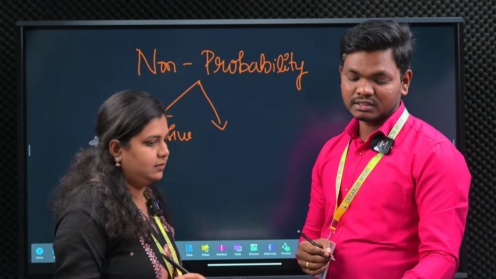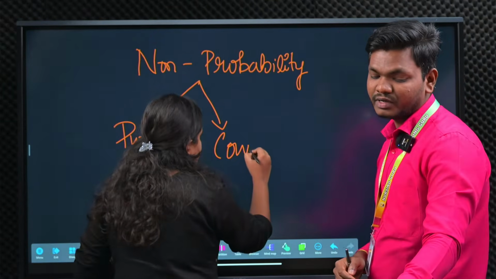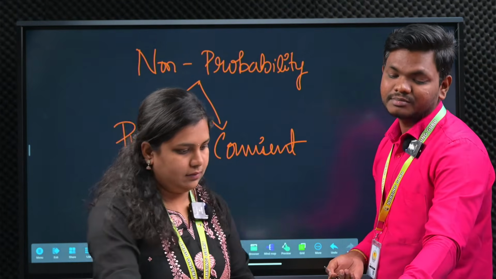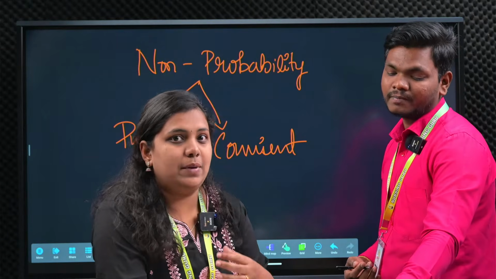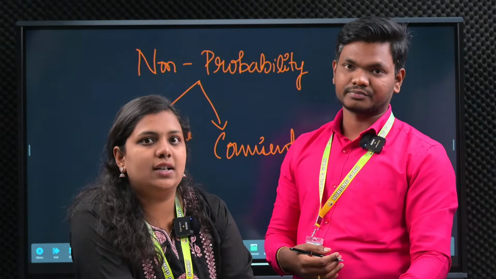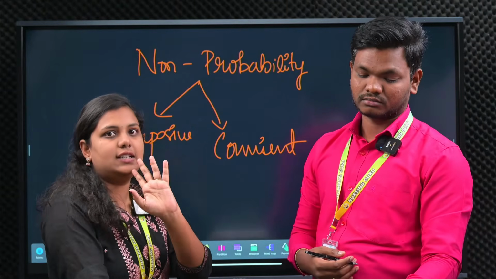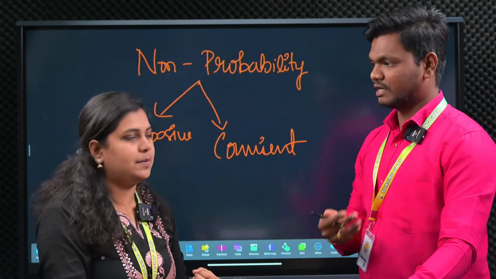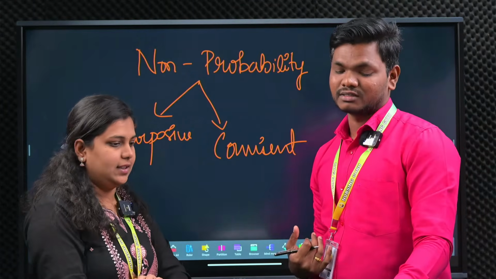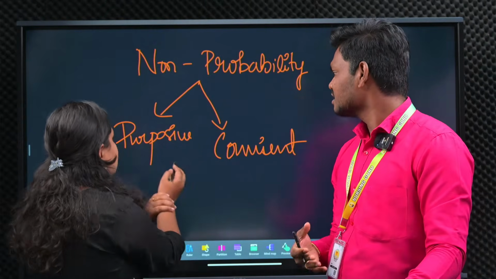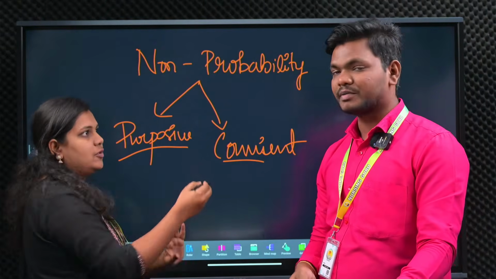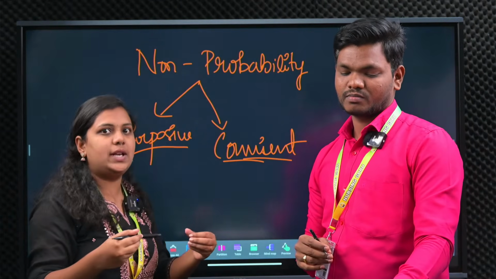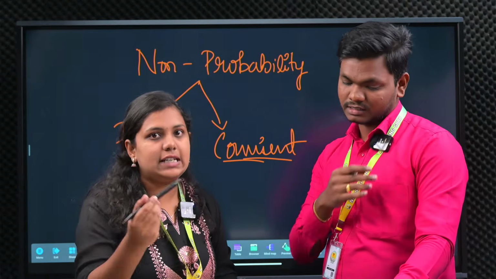The second one is convenience sampling. What does convenience sampling mean? Subjects who are easily available, based on the researcher's convenience. For example, the researcher is conducting a study in the community area. In that community area, whoever is easily available, we can take as a sample to involve in the research. By the name itself, it is convenient. Purposive means it should have some purpose when you're selecting a sample. Convenient means based on your convenience, how you get easily available samples.